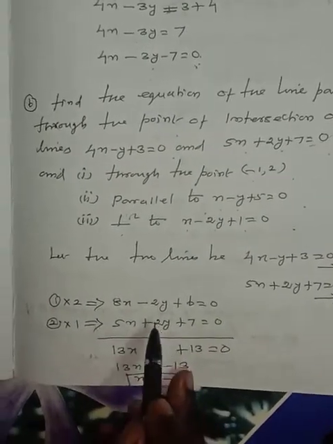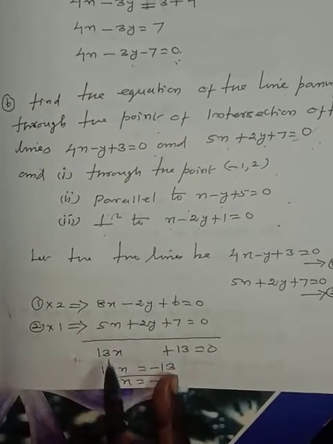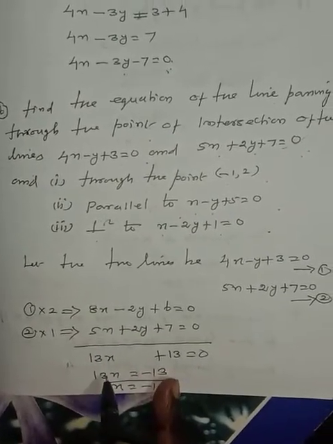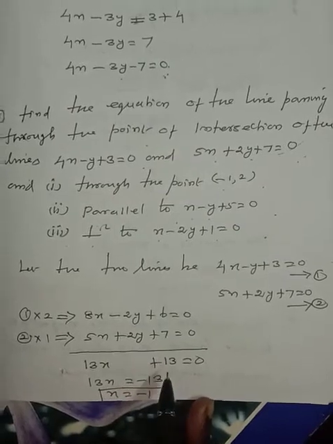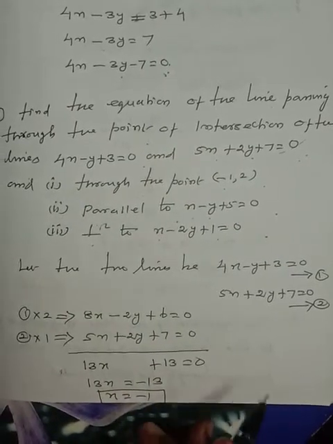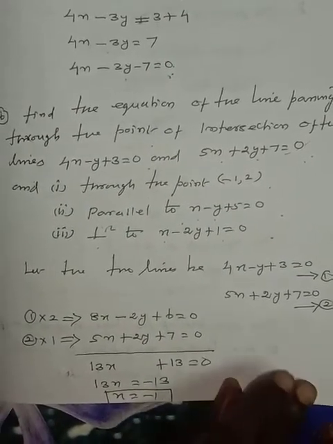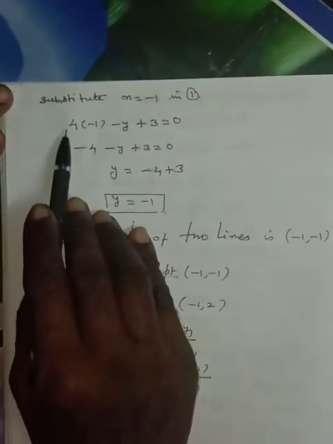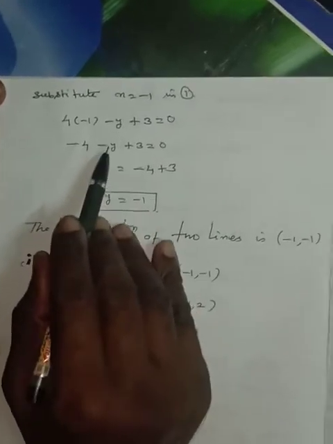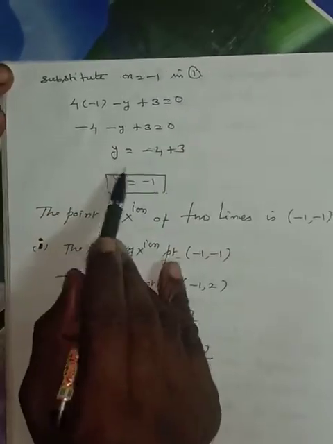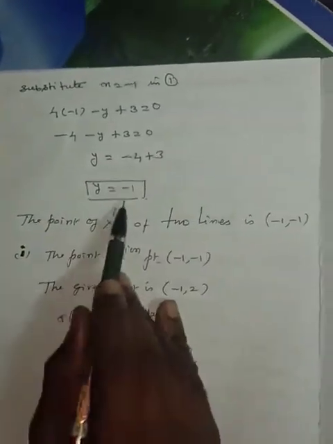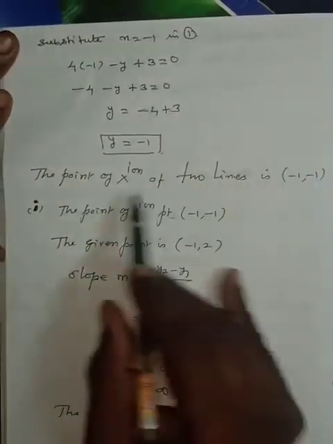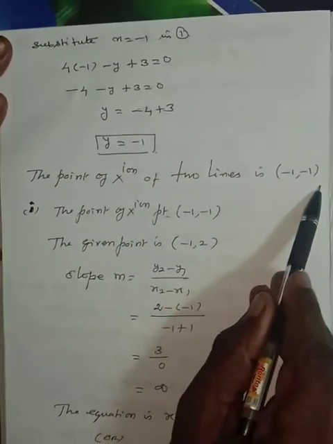Adding, we get 2y minus 2y cancelled. We get 8 plus 5 is 13x. 13x is equal to minus 13. So x is equal to minus 1. Substituting x is equal to minus 1 in 4x minus y plus 3 is equal to 0, 4 into minus 1 is minus 4, minus 4 plus 3 is equal to y. Y is equal to minus 4 plus 3. So y is equal to minus 1. The point of intersection of the two straight lines is minus 1 comma minus 1.